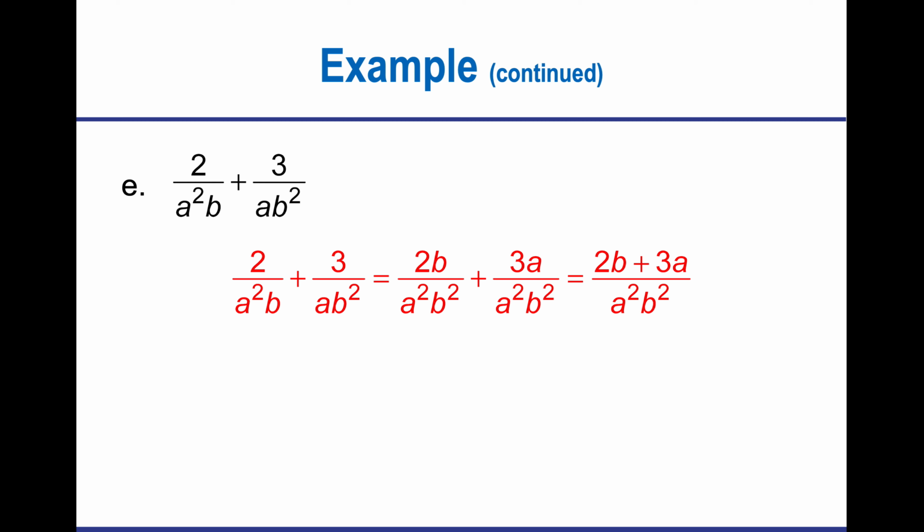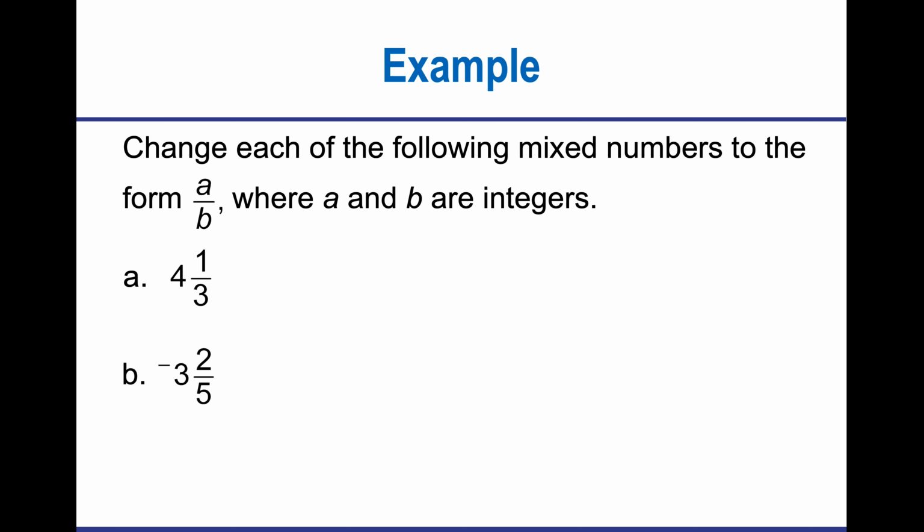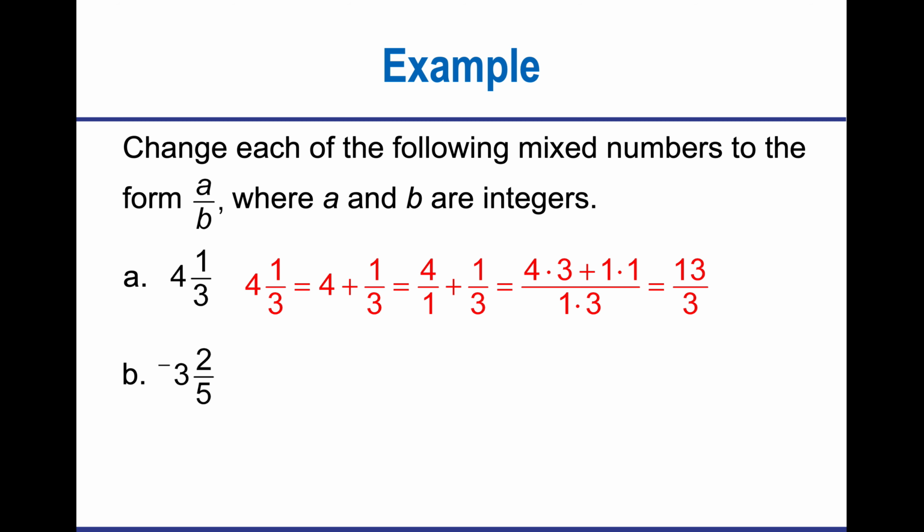And this is another example where I'm going to cross multiply to work together to find a denominator that works. Now, mixed numbers are numbers that are made up of an integer and some fractional part. A mixed number is considered a rational number, because that means it can be written as a over b. So if I want to change the mixed numbers to a fraction, the idea is that 4 and 1/3 is really 4 plus 1/3. So really what I'm doing is 4 over 1 plus 1 over 3. And I'm going to take 4 times 3, butterfly method, plus 1 times 1, all over 3.